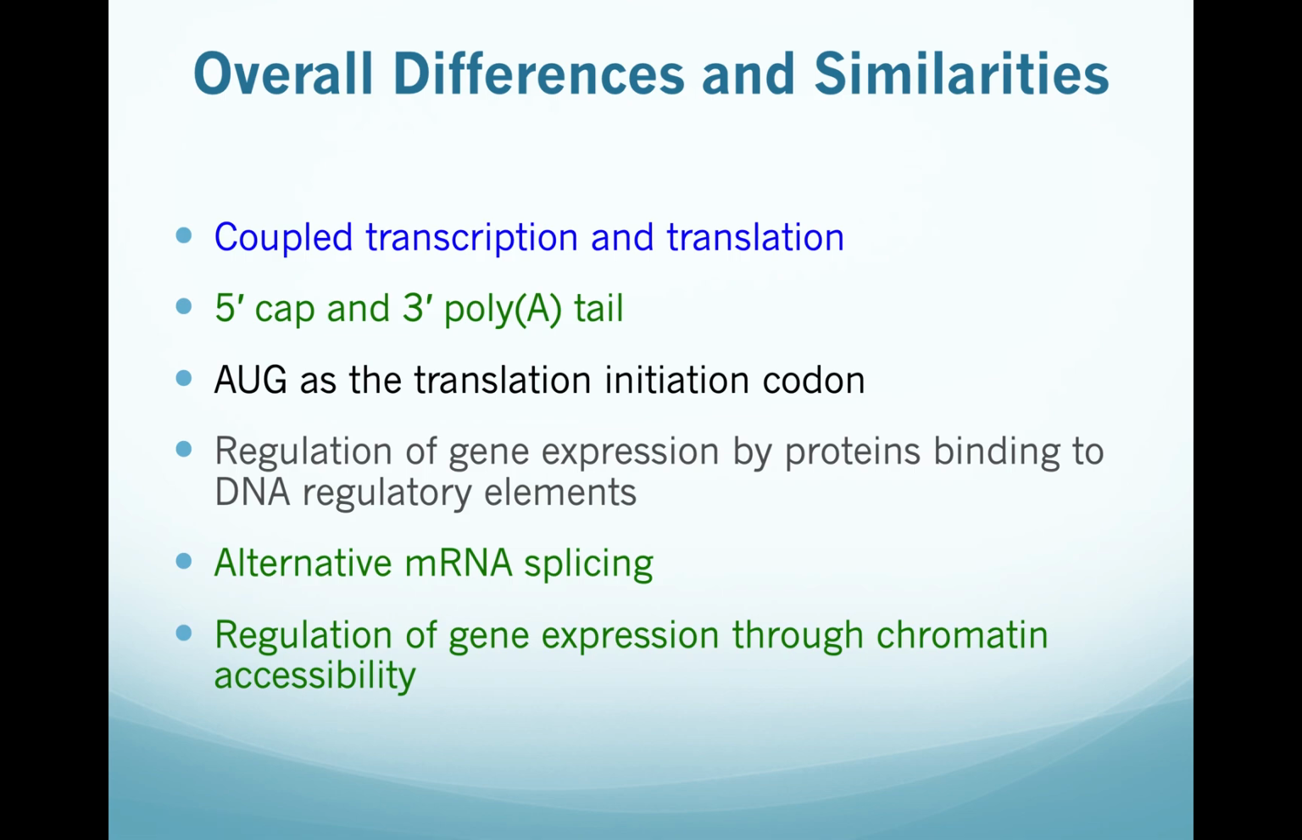Now we have coupled transcription and translation. We have 5' cap and 3' poly A tail. We also have AUG as the translation initiation codon. We have regulation of gene expression by proteins binding to DNA regulatory elements. We also have alternative mRNA splicing, and we have regulation of gene expression through chromatin accessibility. So which are the similarities, which are the differences, and if they are differences, whether they are only in prokaryote or in eukaryote. So hang on to this slide, think about it. We will have a discussion when we meet next.